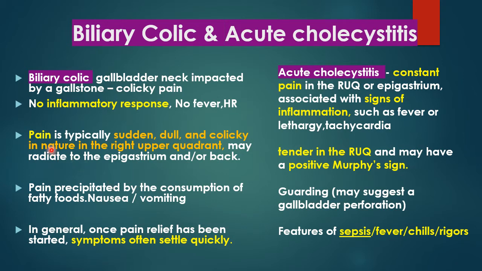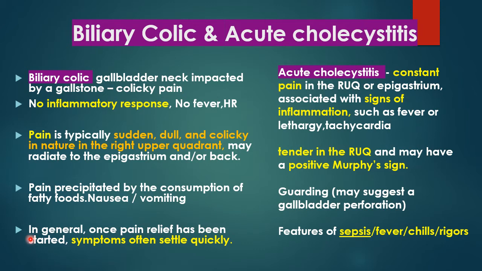Whereas the pain in biliary colic is usually sudden, dull, and colicky in nature, localized to the right hypochondrium, and may radiate to the epigastrium and the back, similar to cholecystitis. But in this case, the pain and symptoms are usually self-remitting and transient. The pain is precipitated by the consumption of fatty foods and associated with nausea and vomiting in both cases. The Murphy sign may be negative in biliary colic, but is usually positive in acute cholecystitis, and the presence of guarding and rebound tenderness in the right upper quadrant may suggest gallbladder perforation and peritonitis. So in these patients, if there's guarding, you must look for features of sepsis, such as fever with chills and rigors, tachycardia, and the patient appearing to look very ill.